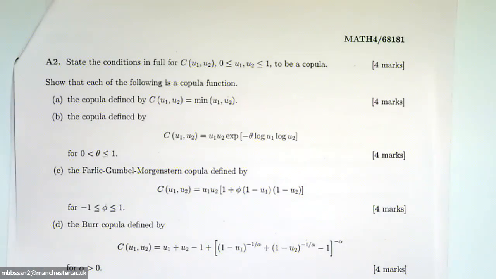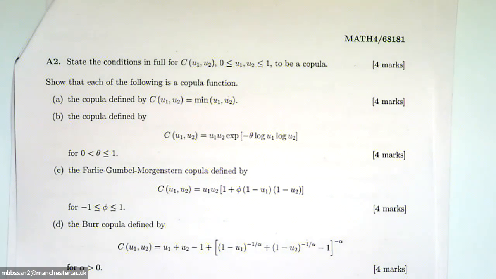The second question in section A will be on copulas, right? I hope you can see this. If not, is it a Zoom problem? All right, okay. Yeah, the second question in section A will be on copulas. So given functions, you will be asked to check if the 6 conditions are satisfied or not, right?